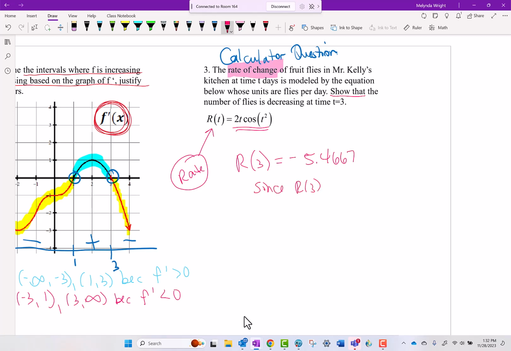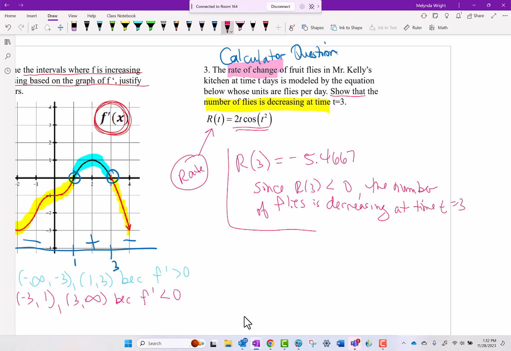So, since R of 3 is less than 0, and we're gonna parrot back their words because they love that: the number of flies is decreasing at time 3. We're just gonna say what they say. Since R of 3 is less than 0, the number of flies is decreasing at time t equals 3. This would be what you would write as your work for that calculator question.